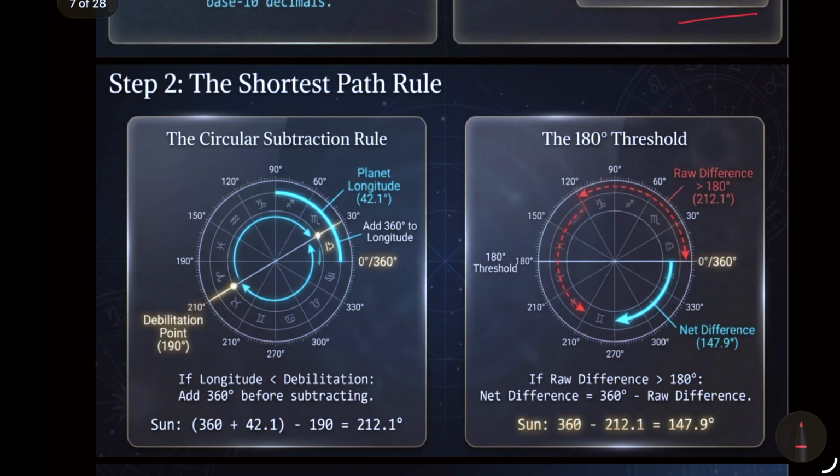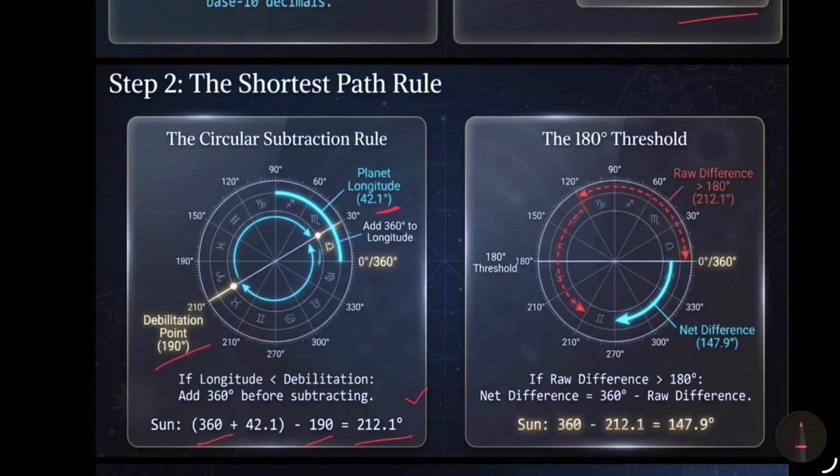Second, we have to subtract it from its deepest debilitation point. For Sun, the deepest debilitation point is 190 degrees. It's at 10 degrees in Libra, so 6 signs is 180 plus 10 degrees, which is 190. The longitude of the planet is less than the debilitation point, the case which we covered. So we add 360 to it, and then we subtract the deepest debilitation point. If we do this computation, we get 212.1 degrees.